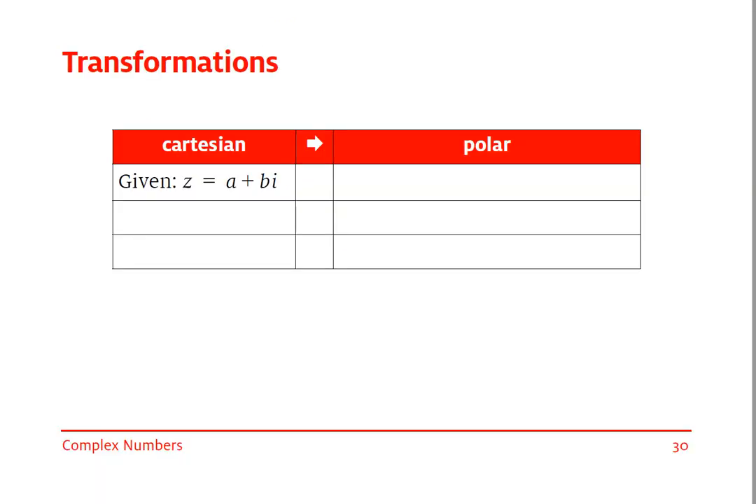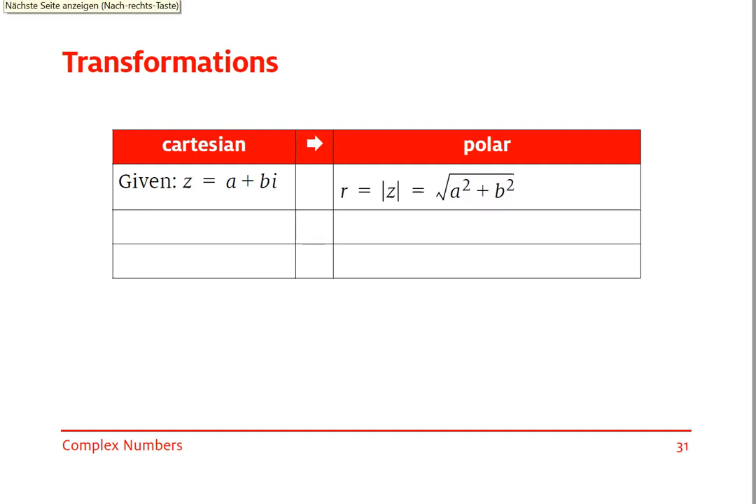The other transformation is from Cartesian to polar. So our complex number z is given in the Cartesian representation a plus bi, and we want to get the polar representation, that means r and phi. So r is simple. R is just the absolute value of the complex number z, which is given by the square root of a squared plus b squared.